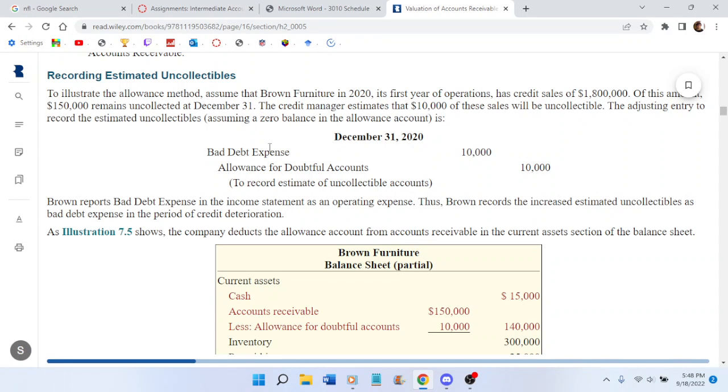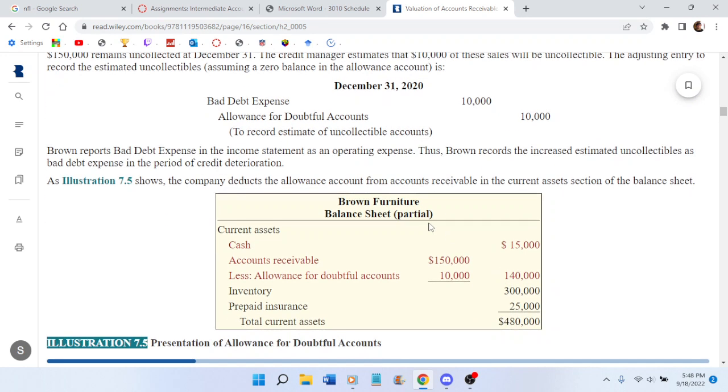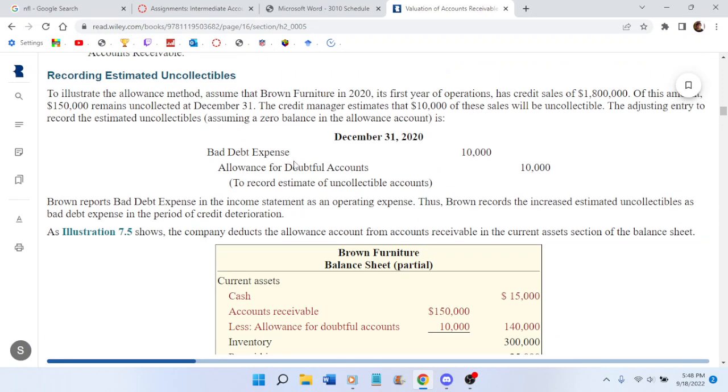So at the end of the year, they're going to estimate the amount that they won't be able to collect of the uncollected amount. Their accounts receivable is $150,000. They estimate that $10,000 will not be able to be collected. So they will subtract $10,000 by saying less allowance for doubtful accounts on the balance sheet. Well, yeah, but their entry is bad debt expense and allowance for doubtful accounts. Bad debt expense is reported in the income statement as an operating expense.